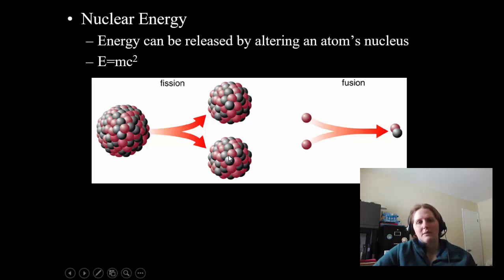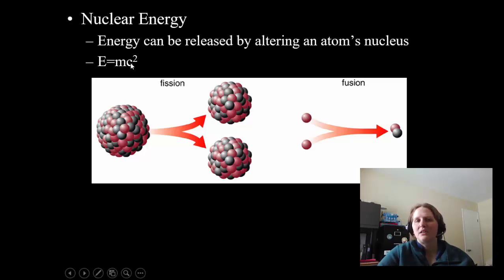So E equals mc squared. It's exciting when you can tell somebody you understand it. So let's go through it. E is just the amount of energy that you're going to get from fission or fusion. So we've got the E. Let's do the C next. C squared, which is just C times C.